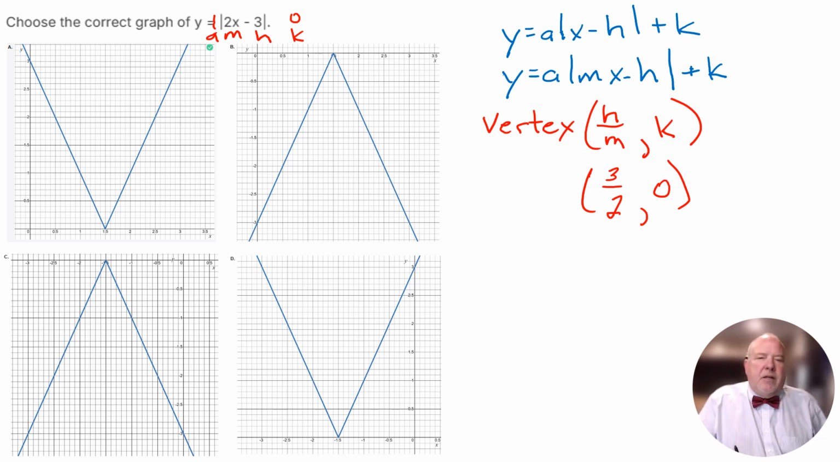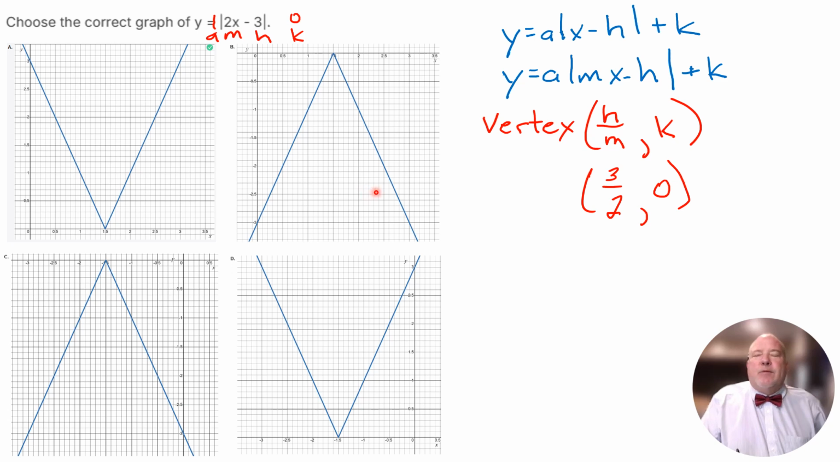So if I go back and look at the graphs here, this has a vertex at 1.5, 0, so right there. This one's at 1.5, 0. And then these last two, they have the vertex at -1.5. Is that right? I've got to put my glasses on. I can't see. Oh, sorry, yeah, -1.5, and that one's -1.5. Hopefully your eyes are better than mine. So it's not these bottom two. It's either the top left or the top right, so A or B.